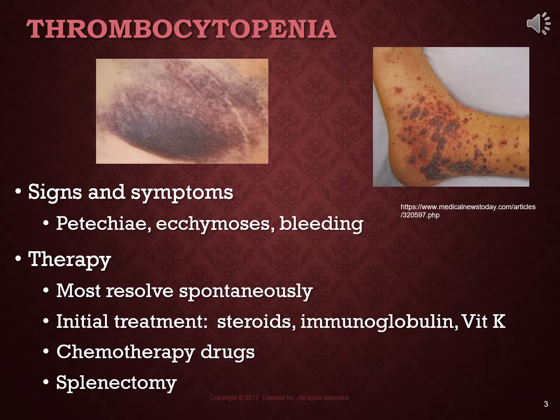Signs and symptoms that you will see are petechiae, which is the red rash that can be either small red dots, or these red dots can coalesce as you see in the picture. They can be raised or flat, raised being papular, flat being macular. You can have an ecchymosis, which is a bruise. They can bruise very easily, or you can have frank bleeding.